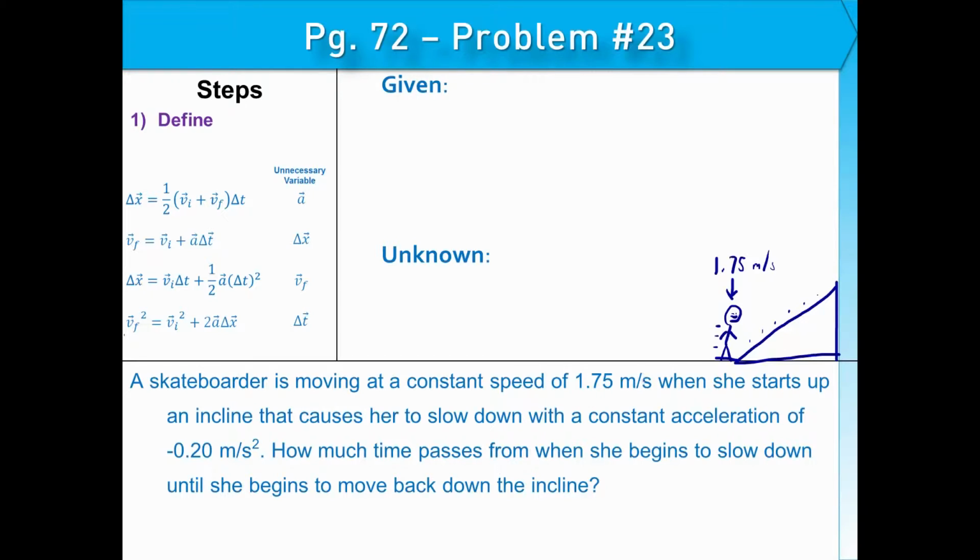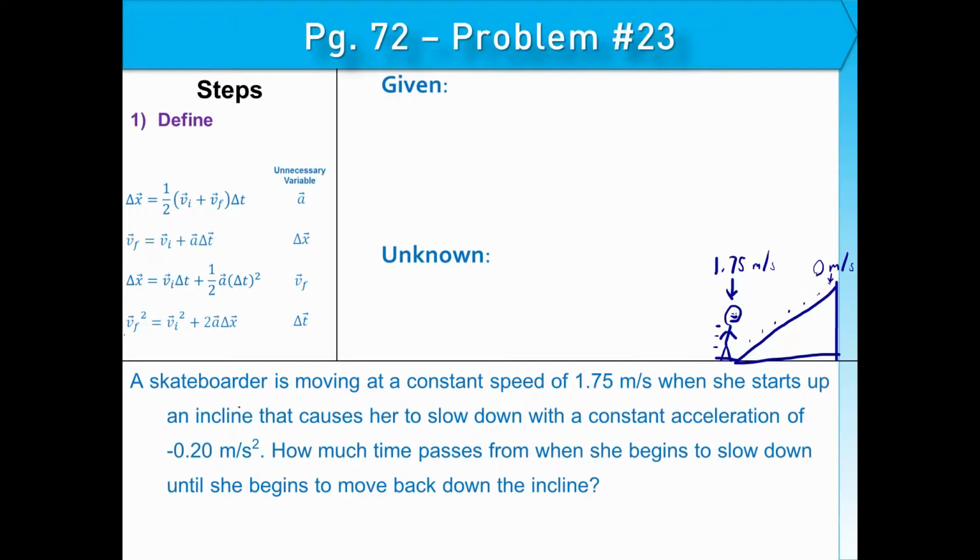And the question is asking how much time passes from when she begins to slow down until she begins to move back down the incline. In order for her to move back down the incline, she has to reach a speed of 0 meters per second. Once she reaches 0 meters per second, that's when her motion starts to go in the opposite direction, and her velocity will be in the negative direction.